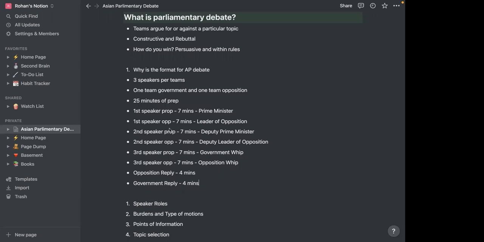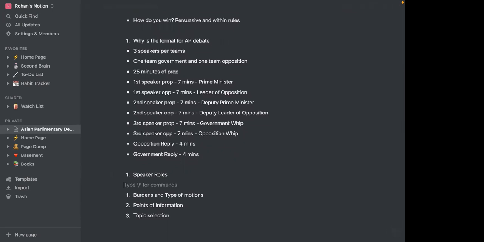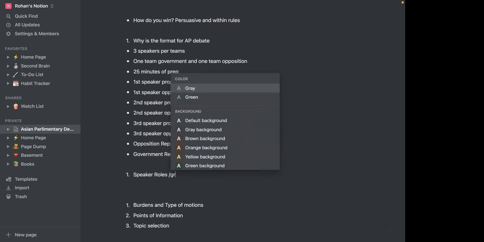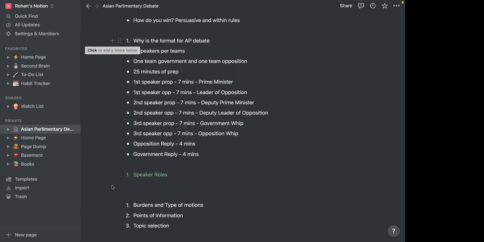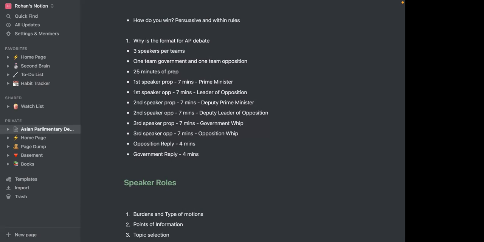Let's go into speaker roles now. What is a speaker role? Wait, let me make this slightly fancier. Yes, speaker roles. What is a speaker supposed to do? Let's go to first speaker.